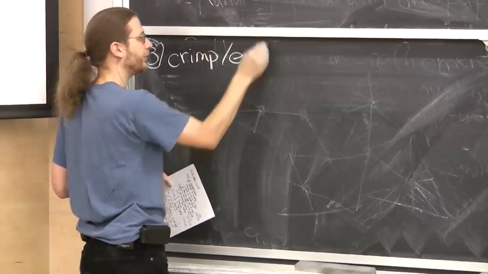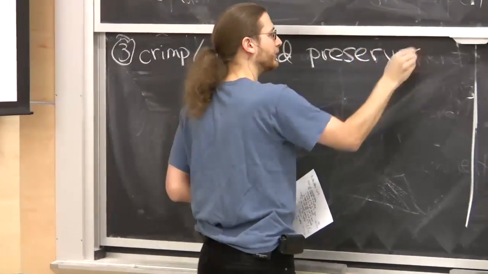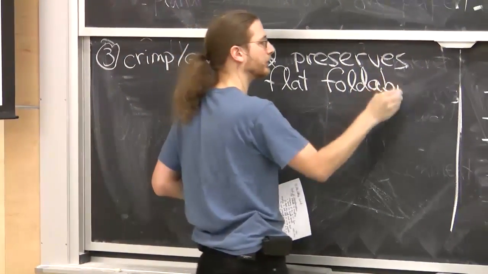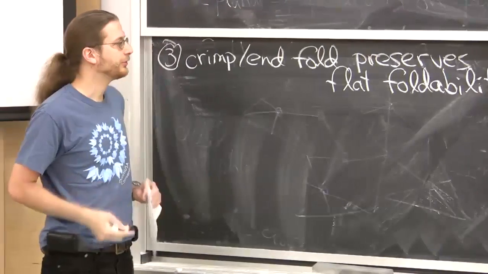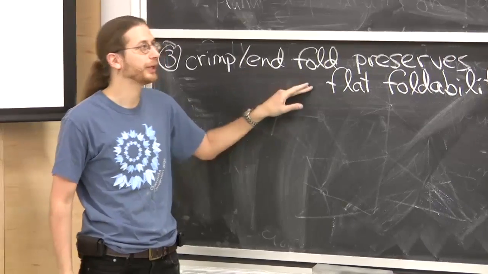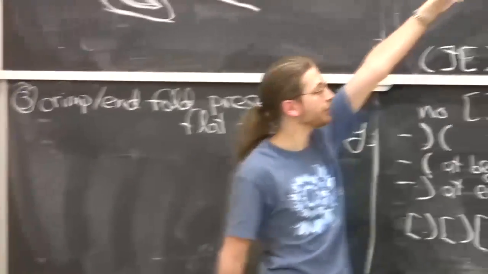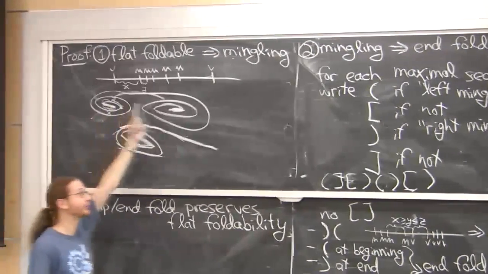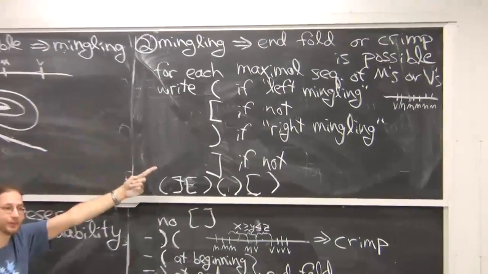If I make a crimp or an end fold, I want to prove that that preserves flat foldability. What that means is if I start with something that's flat foldable and then I make a crimp or an end fold, I will still be flat foldable. This is the property I need because it will let me close the chain. I'm flat foldable, therefore I'm mingling, therefore I have an end fold or a crimp, so I make it. This property says that I will still be flat foldable, therefore number one applies again. I'm still mingling, I can still find a fold, and I'm still flat foldable, so I can keep going.